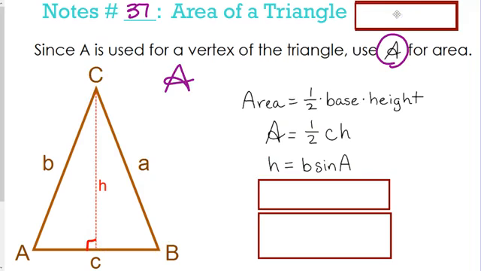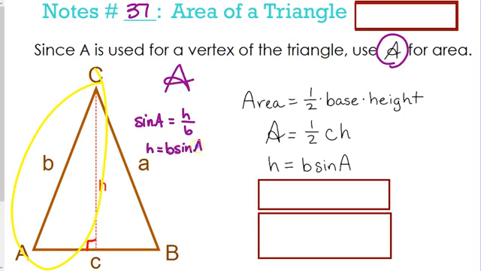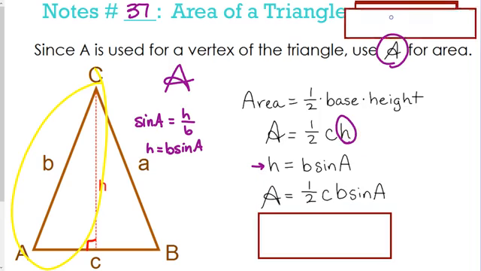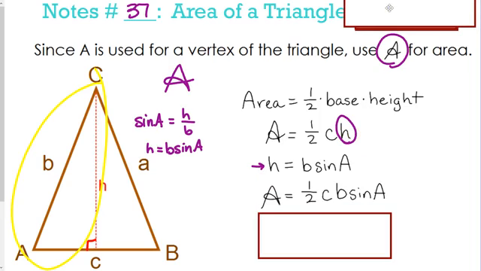Suppose I use the right triangle on the left side. We can say that the sine of angle A is opposite H over hypotenuse B, and when we isolate H by multiplying both sides by B, we get H equals B sine of A. Now I'm going to substitute that in for H in my previous formula. So now we have the area of the triangle is equal to 1/2 times C times B times the sine of angle A.